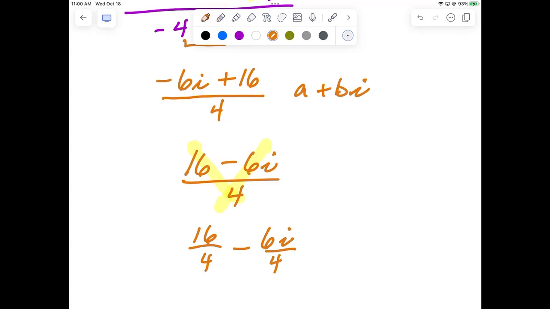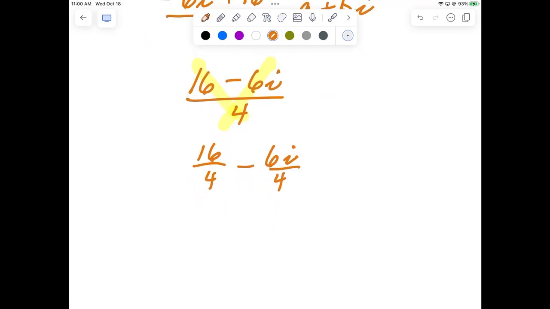It's the opposite of adding fractions. When you add fractions, you need a common denominator. So when you split up fractions, every term gets the entire denominator, okay? 16 over 4 minus 6i over 4. And now I can simplify. What is 16 divided by 4? 4. And then 6 over 4 doesn't divide out perfectly, but it does simplify to what? They have a common factor of 2. So 3 over 2. And the i in the top can go off to the side as a coefficient, if you will.